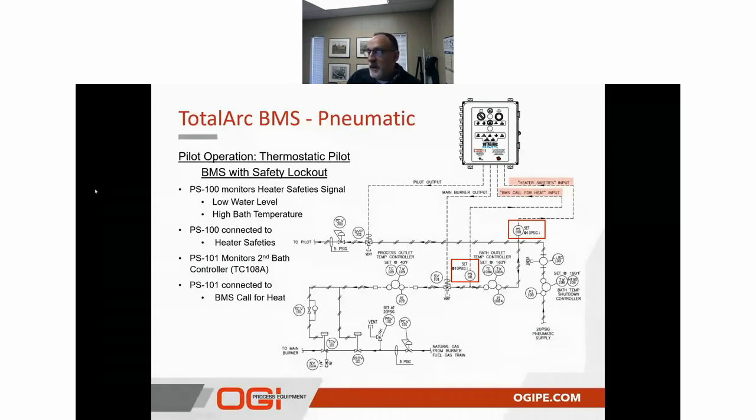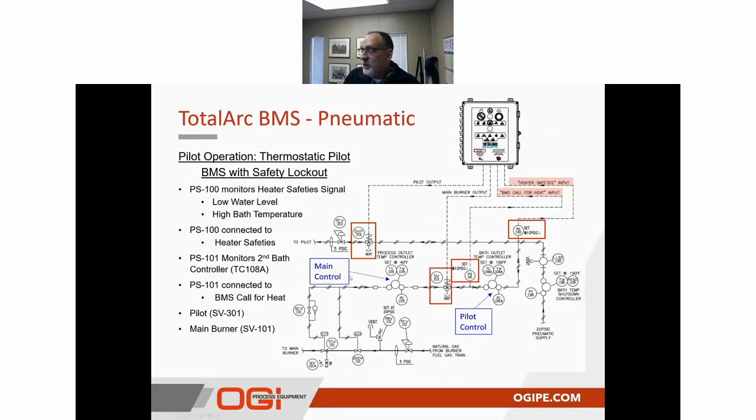And again, this is a thermostatic pilot control. So once that is satisfied, that's going to be tied into the BMS input, which is going to light the pilot. And then again, just as it did before, it's going to then look for the pneumatic control for TC109 to drive or enable the main burner to operate, realizing again that SV101 is directly tied to the condition of the pilot and of course the heater safeties and the BMS call for heat input.